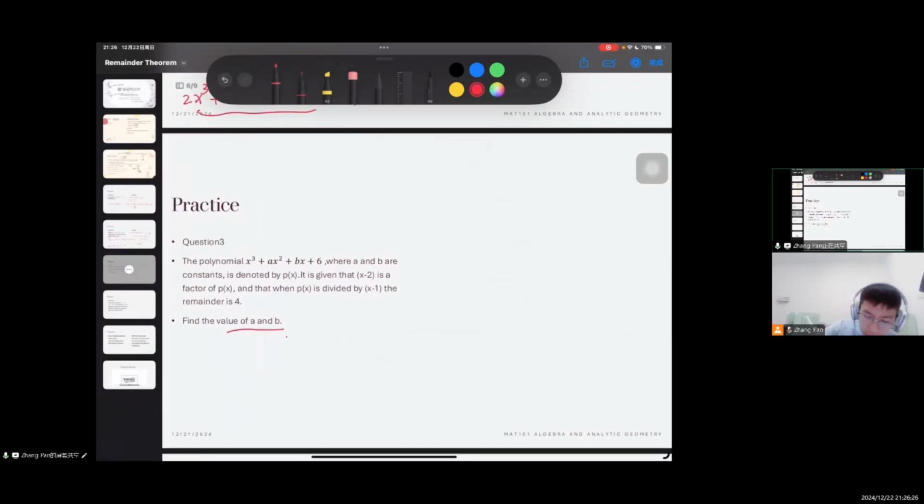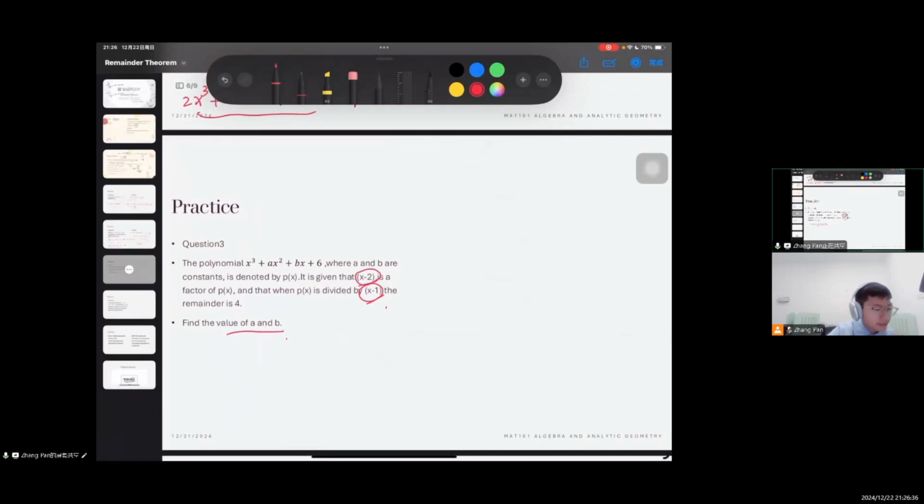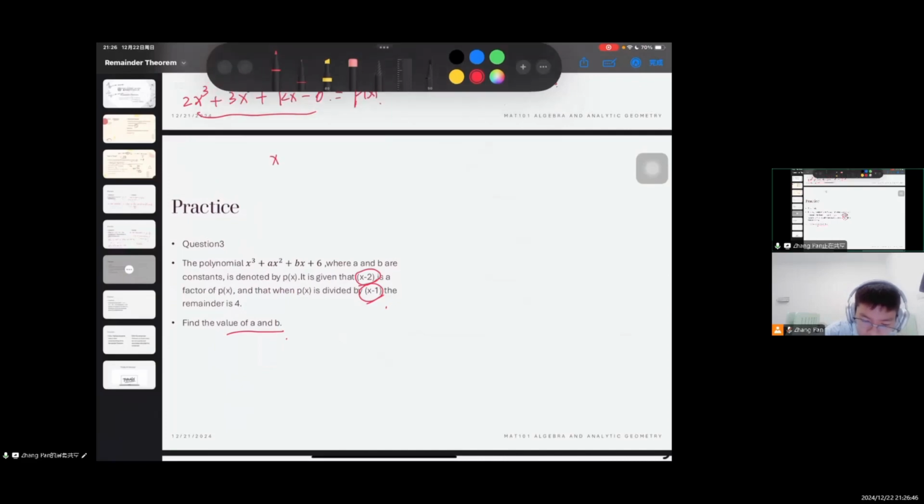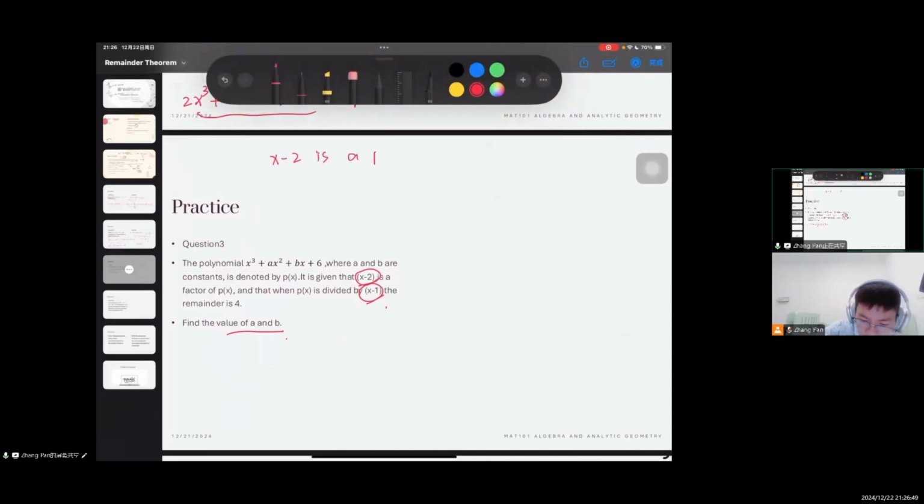Okay, we can find that x minus 2 and x minus 1 are all of the form ax minus b, right? But in the same question, it's best to use different letters to represent different numbers. So we can write x minus 2 as a form of ax minus b, and x minus 1 as a form of cx minus d.